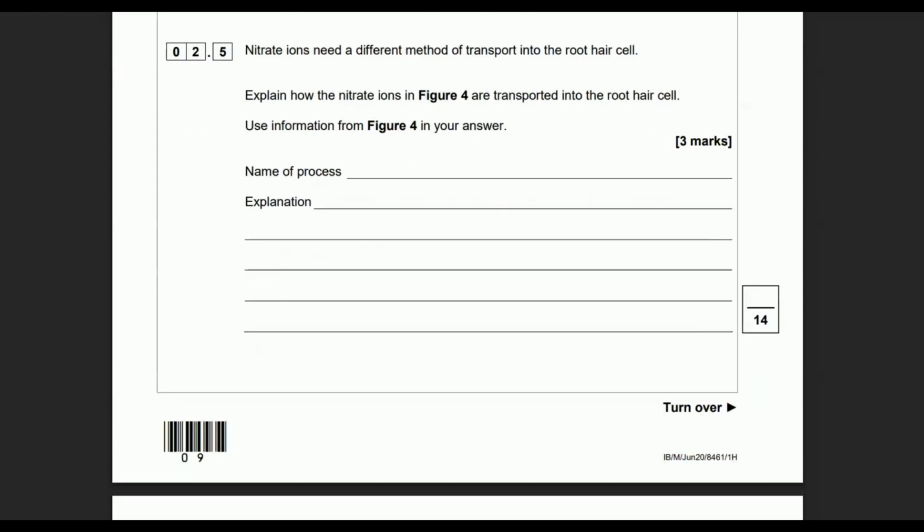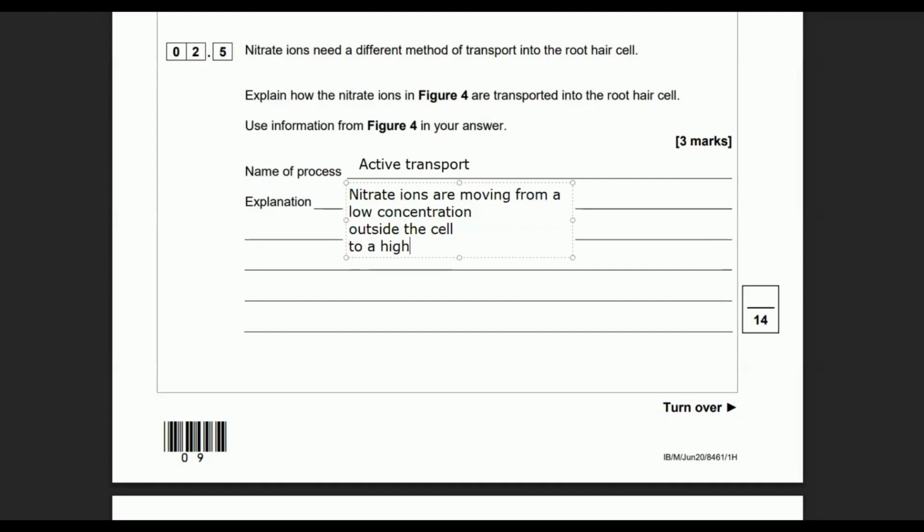So, name of the process is active transport. Explanation: nitrate ions are moving from a low concentration outside the cell, in the soil, to a higher concentration inside the cell.